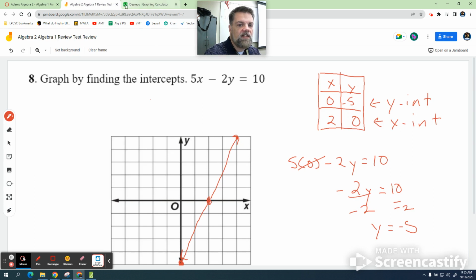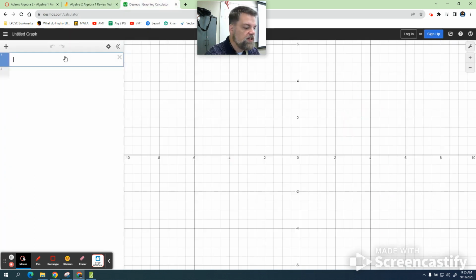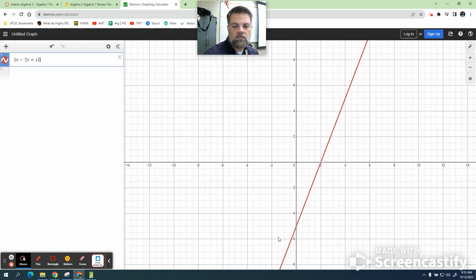So 5x minus 2y. You literally type it in as you see it. Equals 10. Hey, that looks like what we did, right? Crosses through -5, crosses through 2. Let me take a screenshot of that and we'll add that in the video.